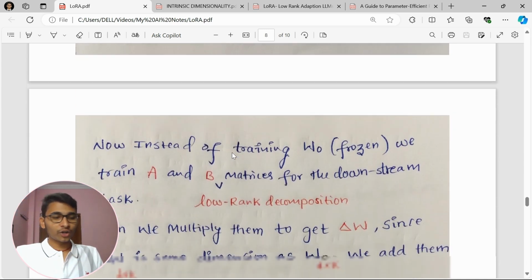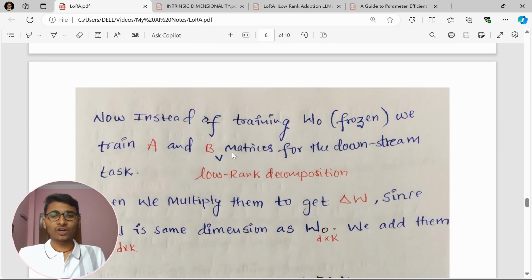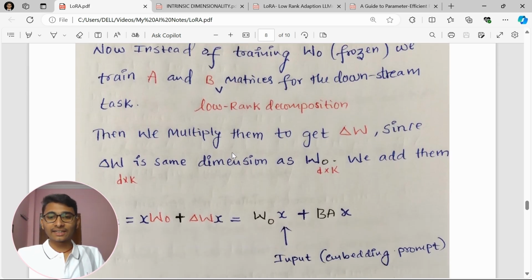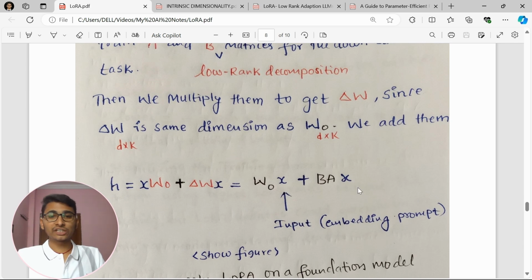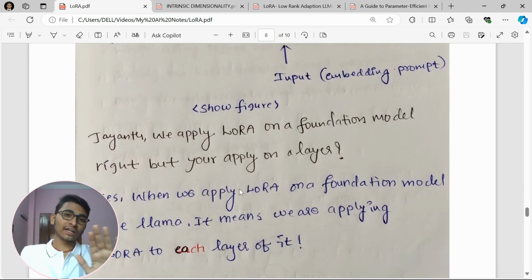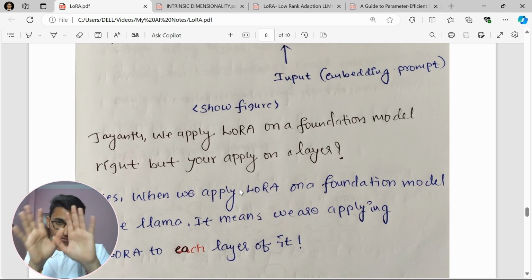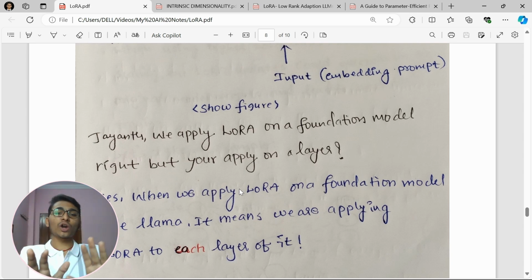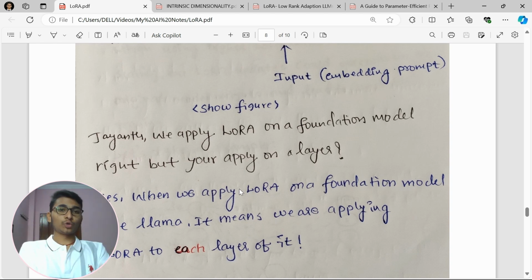Now, I have already told you we will freeze this W naught. We only train A and B matrices of that layer, and we multiply with that layer. And I also told you we apply LoRA to the layer, not the foundation model. In so many ways fine-tuning will be done on a model. It's right, we will do it on a model, but in a model there are layers. We do fine-tuning layer-wise. LoRA is applied to each layer. I want to be clear about that.